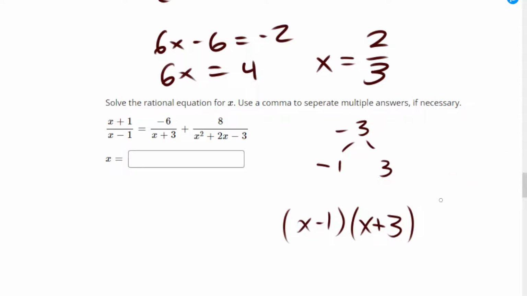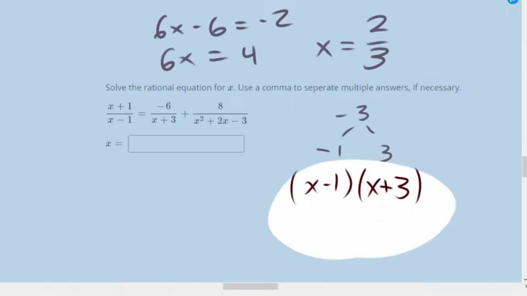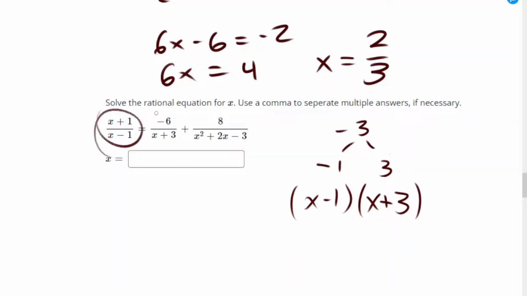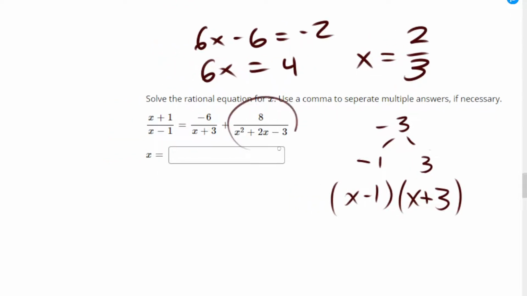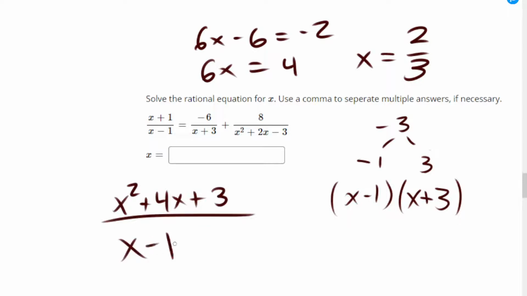Yeah. So now we have that for our bottom, and now we look at what's missing. This guy's missing an x plus 3 on the bottom, and this guy's missing an x plus 1 on the bottom. This guy's all set to go. So we can multiply this guy by x plus 3 over x plus 3, which is 1. So we are not changing the value. So we'll have x plus 1 times x plus 3, which is going to be x squared plus 4x plus 3 over x minus 1, x plus 3 is equal to, let me move this guy up a bit.